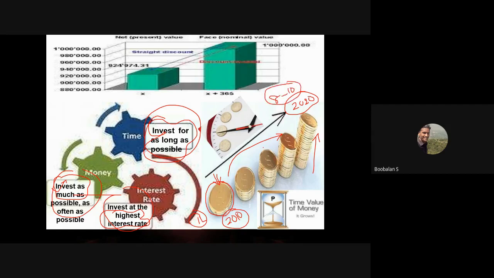So this is the major important thing here, right? This speaks about the time value of money: it grows. So if an FD grows, it depends on how much money we are investing, where we are investing, and for how much time. Based upon these things, definitely your value of money is going to increase.